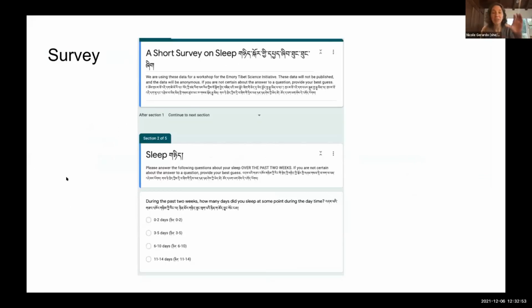So an example of a survey is you all should have through either email or the Google Classroom seen a link to a survey that you need to complete on sleep and emotion.